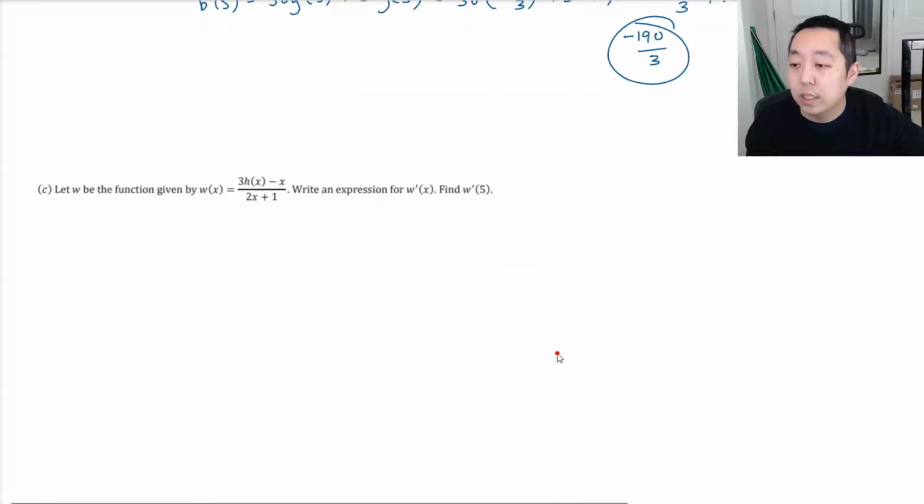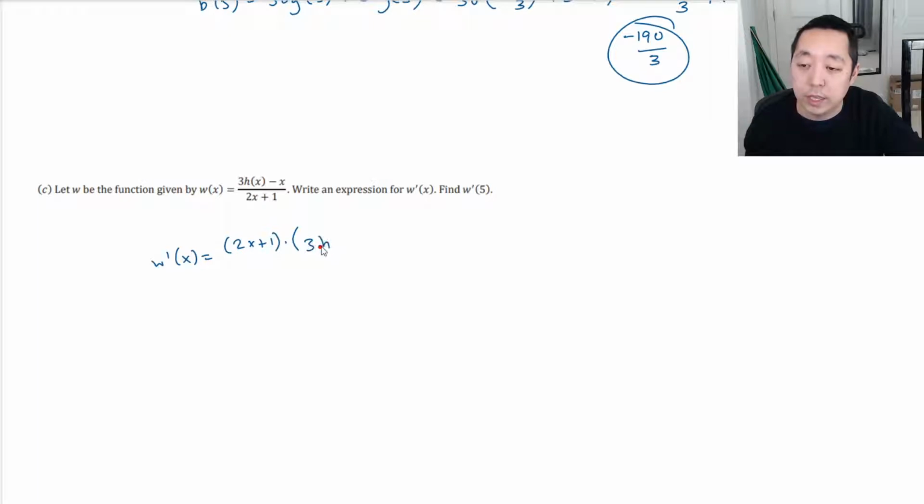Yes. Okay. Let w be the function given by this. Write an expression for w prime. Well, what do I have to do here? I'm dividing two functions, so I can use the quotient rule. The quotient rule is the bottom function times the derivative of the top. The derivative of the top, 3h of x, is 3 h prime of x. The derivative of x is 1. Minus the top function, 3h of x, times the derivative of the bottom, which is just 1. Minus, not the derivative, minus x times the derivative of the bottom, which is just 2, divided by the bottom squared.